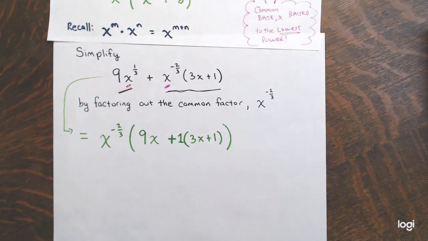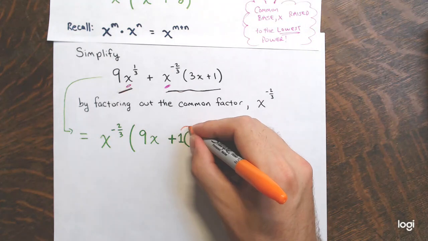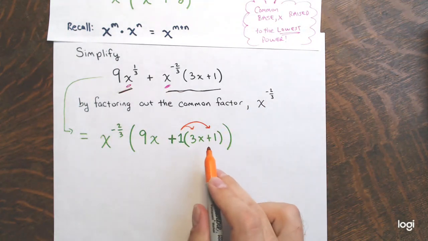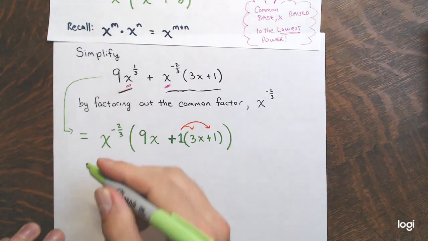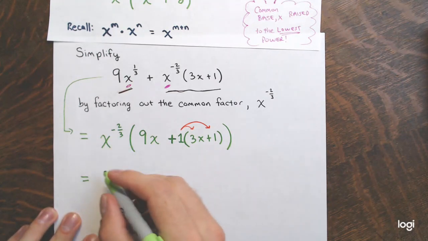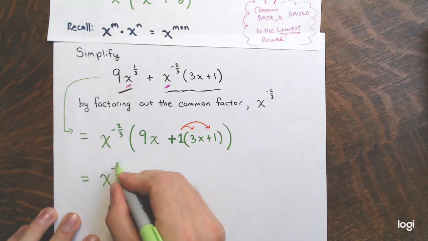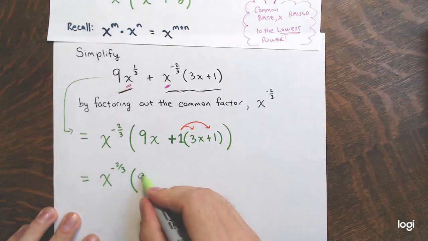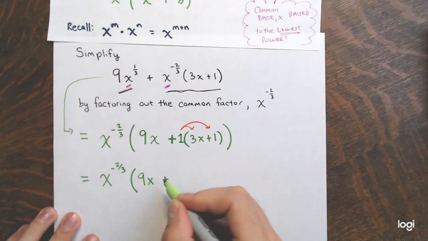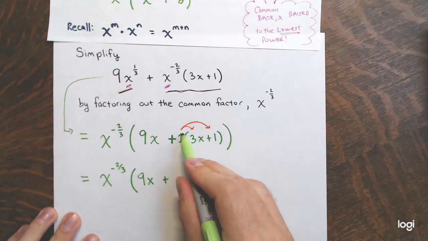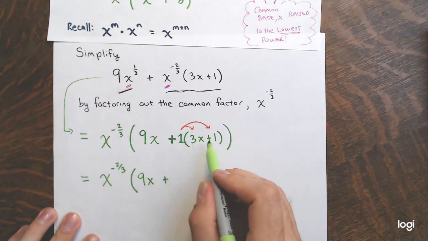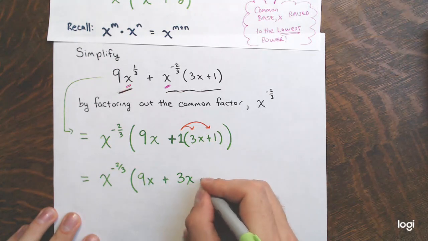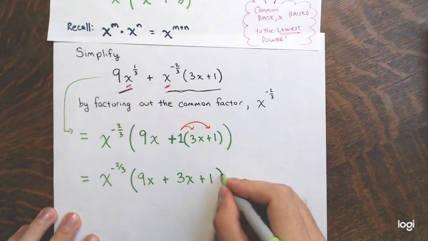So if you want to, you could say, oh, I'm distributing the 1, but anything times 1 is itself. So what this is equivalent to would be x to the negative 2/3 power times, and then you have the 9x plus, and then again 1 times anything. If I'm distributing the 1, that'll get rid of the parentheses. 1 times anything is itself. All I'm left with there is 3x plus 1, and I can remove the parentheses now.